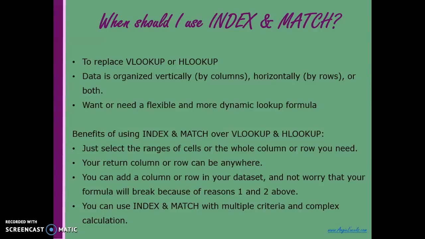Benefit number two, your return column or row can be anywhere. With VLOOKUP, your return column has to be to the right of your lookup value or your lookup column. With HLOOKUP, your return row has to be below your lookup row. VLOOKUP and HLOOKUP have more strict rules, but with index and match it's more flexible, right?